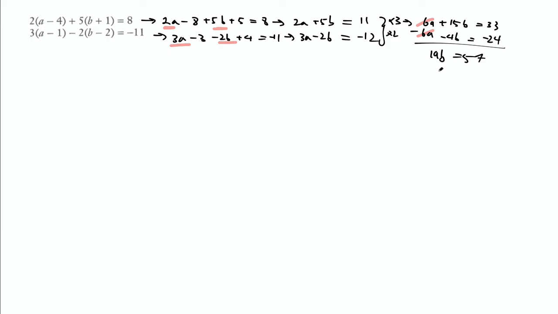So this tells me then that b has to be 3. Okay, so let's plug this back into this equation here just because the numbers are small and nice. Then we get that 2a plus 5 times 3 has to be 11.